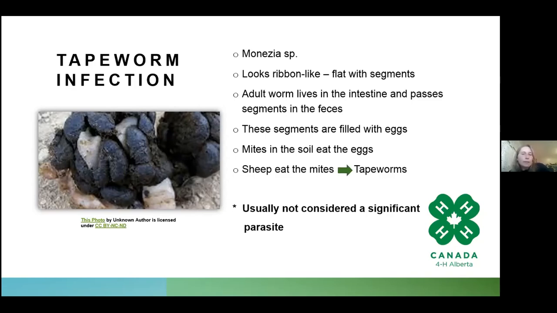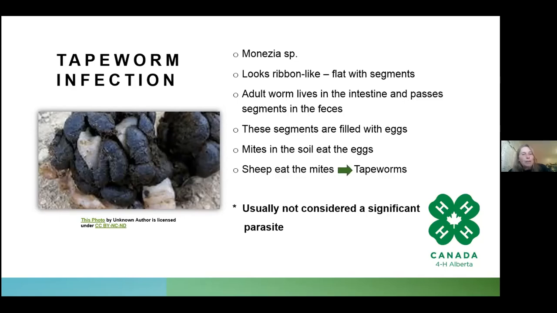So as ugly as tapeworm is, though, it is not a significant parasite. And if you want to, you can actually ignore it, and most of the times it's not a big deal. The problem being occasionally you can get such an infection with tapeworms that you can get blockages in the intestines, or you can get unthrifty sheep. They actually start to get sick.